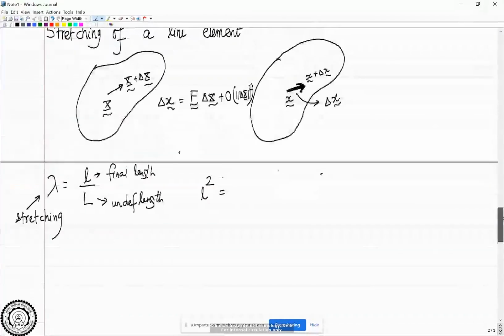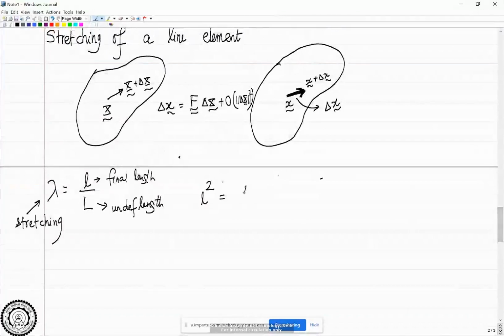Okay, so this L square is then delta small x dot with delta small x, right? So you see, you don't have to look at a rectangle and find the area of the rectangle. I'm just talking about the length of the line element. Similarly, what is this capital L square? That is delta capital X dot with delta capital X. Are you guys with me over here? Okay, very good. Thank you.